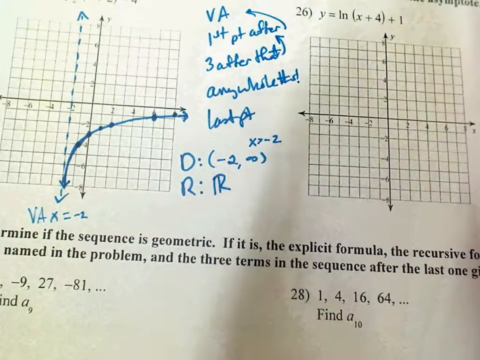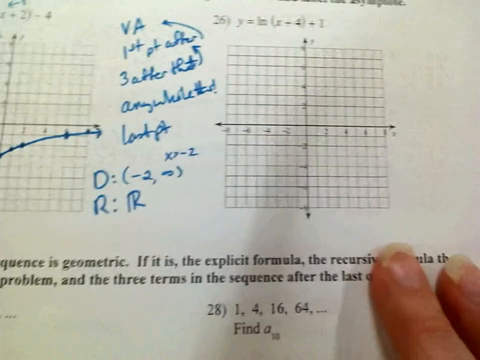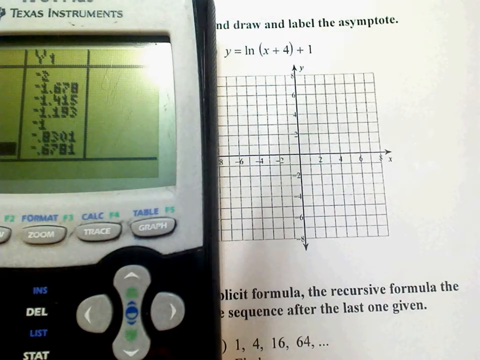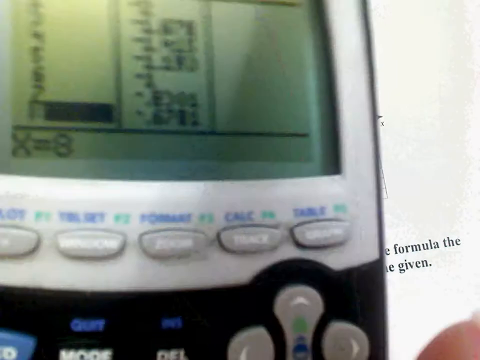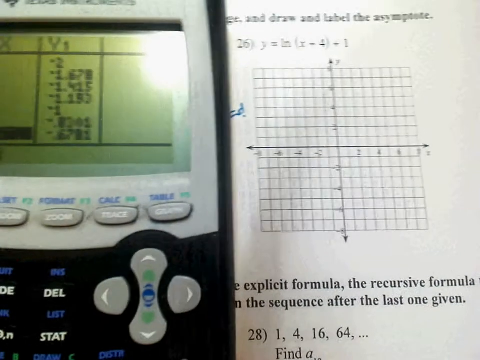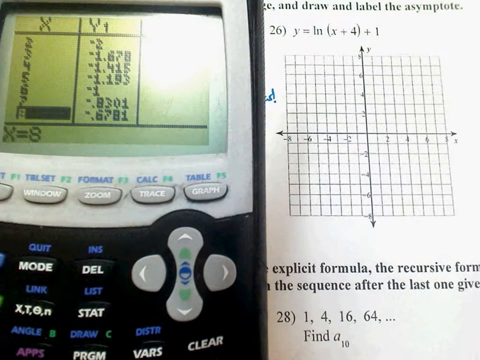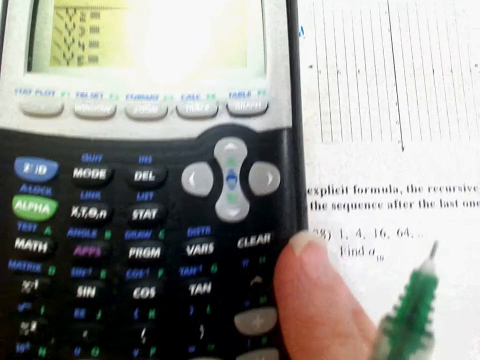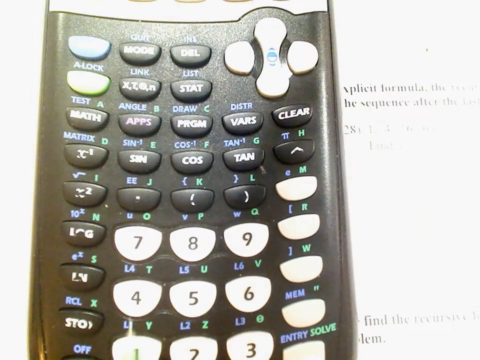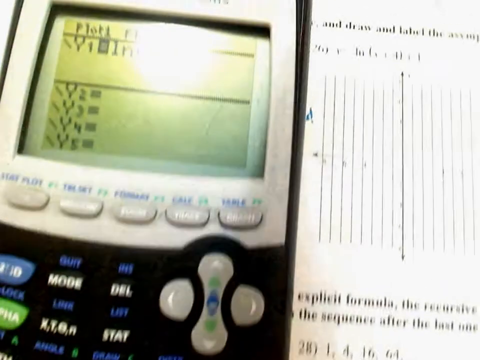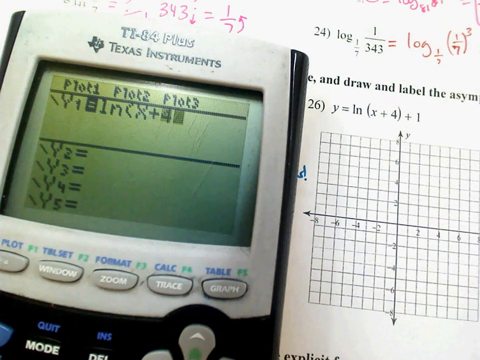On number 26, the function is natural log of x plus 4 minus 1. So we are going left 4 and up 1. And it is natural log, which is log base e. But as long as you know where the natural log button is, you don't need to worry about that. The natural log button is beside 4. It says ln. So we type in ln of x plus 4 and then plus 1.